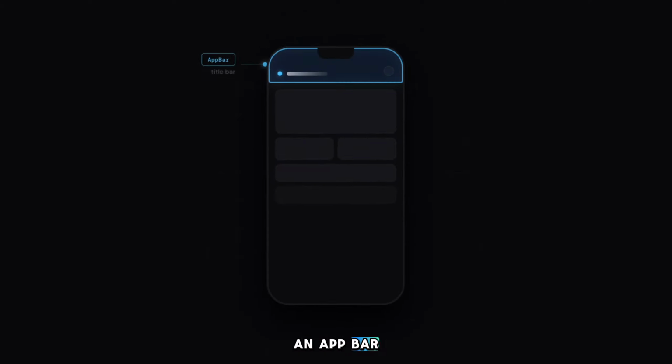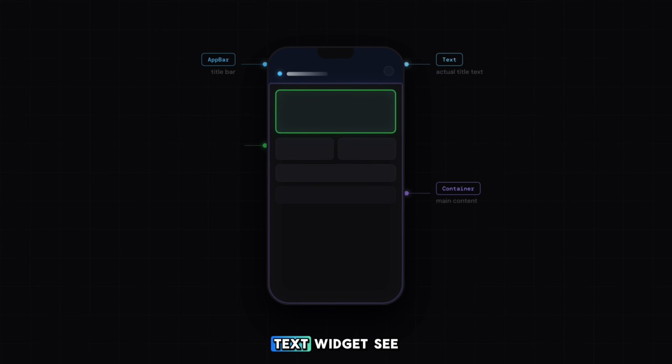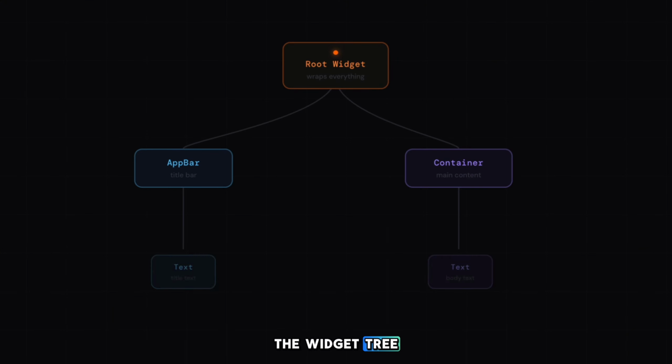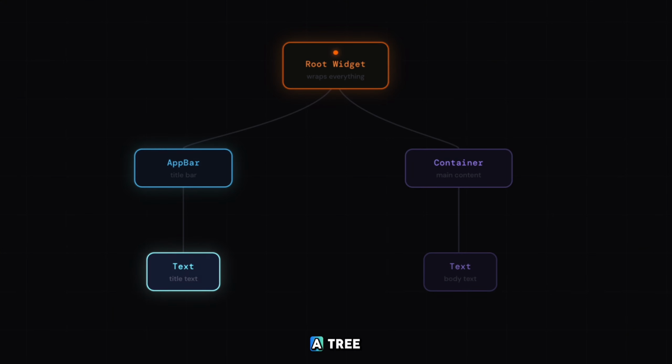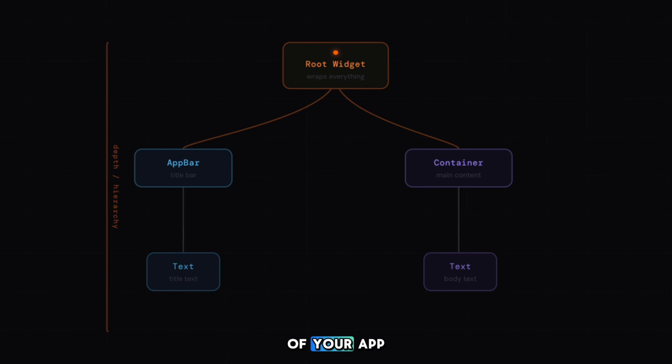Inside the root widget, we nest other widgets. For example, an app bar widget at the top that is your title bar. Inside the app bar, a text widget that is your actual title text. Below that, a container widget wrapping your main content, and inside the container, another text widget. See how one widget lives inside another, which lives inside another? That structure is called the widget tree. It is basically a hierarchy, a tree of widgets nested inside each other, and it describes the entire layout of your app. Real apps obviously have much bigger trees than this simple example, but the concept stays the same.